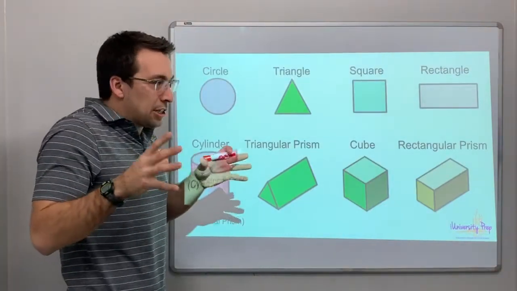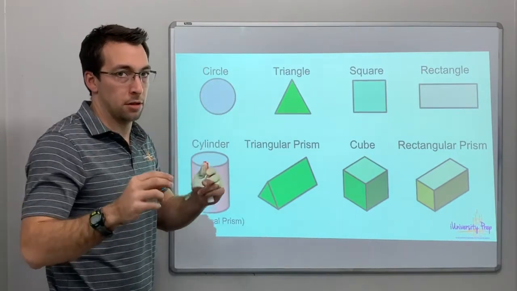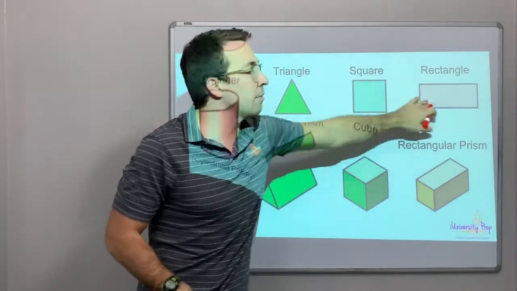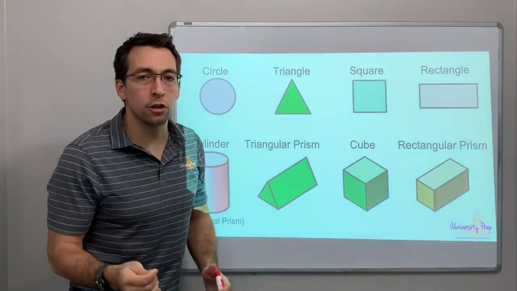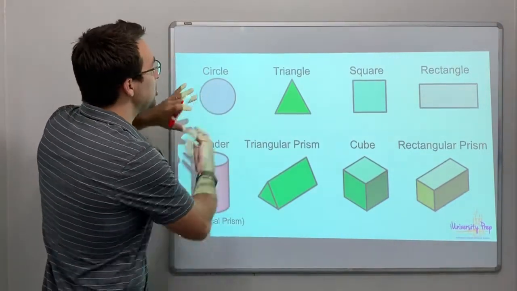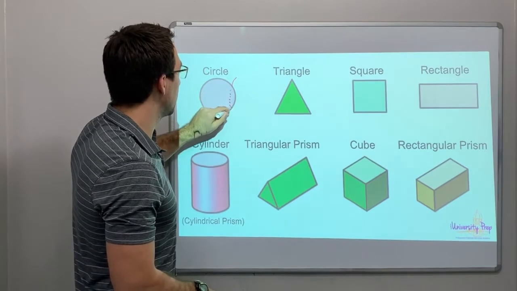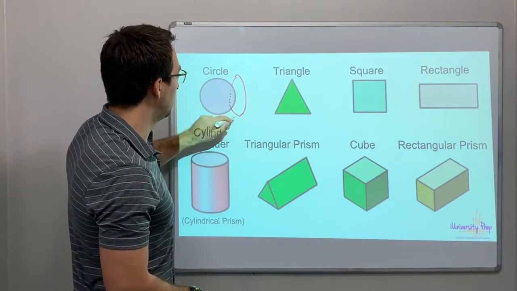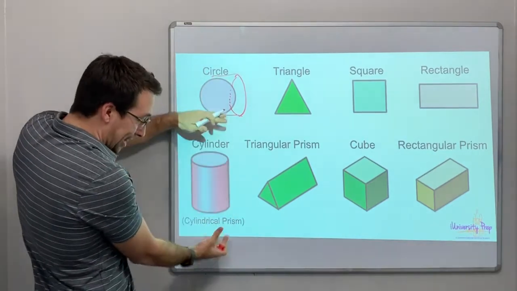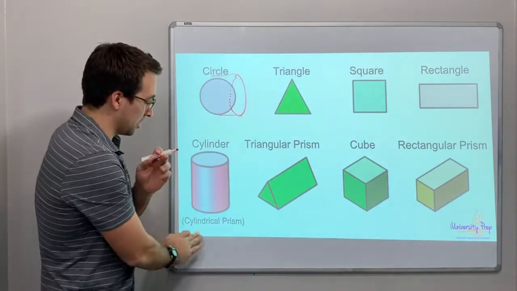So I wanted to show you these pictures and just talk to you about prisms. So these are simple shapes, right? Circles, triangle, square, rectangle. If we want to turn that into a solid, into a three-dimensional figure, just imagine doubling that. If you have two circles, and then you connected them, what would you have? You'd have a cylinder or a cylindrical prism. Okay, it's a cylinder or cylindrical prism.